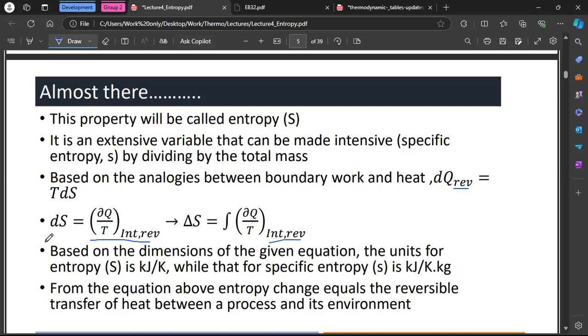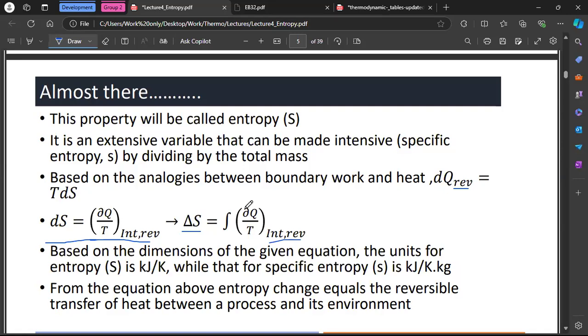Okay. So we have this expression on the left here. If we integrate both sides, the ds will become delta s, and then we'll have the integral of our del q over t, right? The units for entropy based on the dimensions are going to be kilojoule per kilogram.